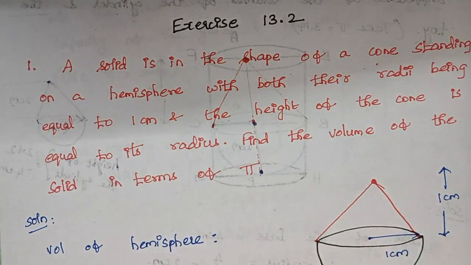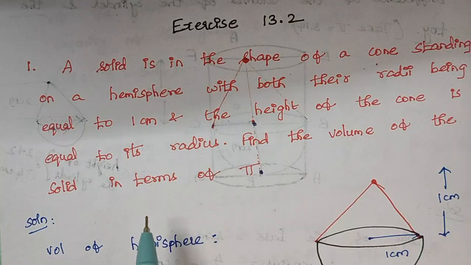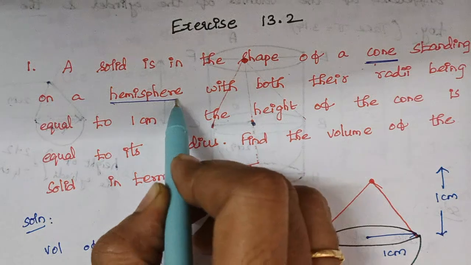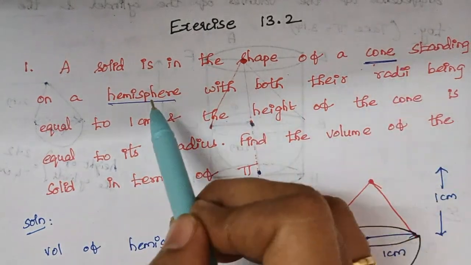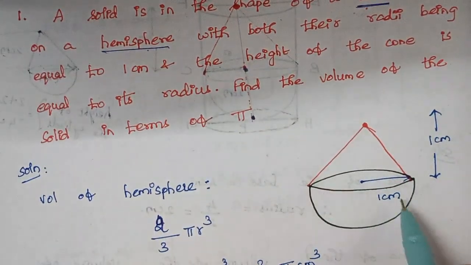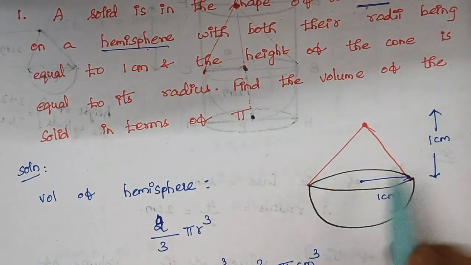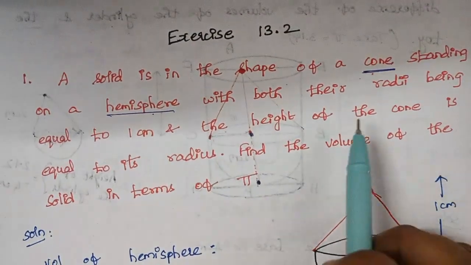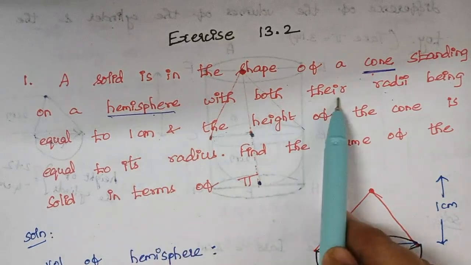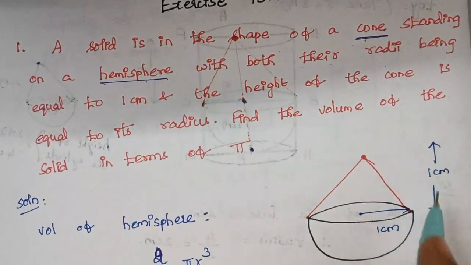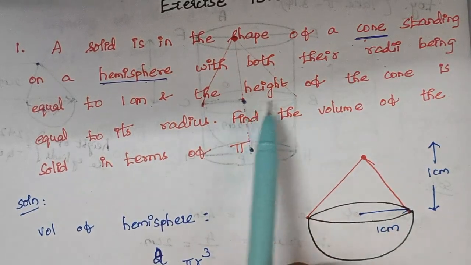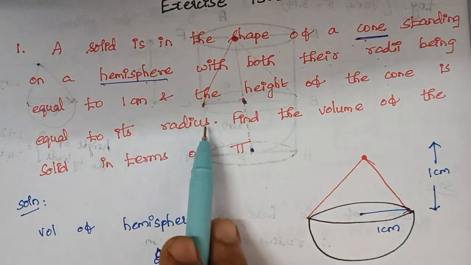So here the given parameters are, we are having two different shapes. One is a cone and another one is a hemisphere, and the cone is standing on the hemisphere. So what about the radii? Here the radius is 1 centimeter for both. So the radius of the hemisphere as well as the radius of the cone is 1 centimeter, and again the height of the cone is equal to its radius.